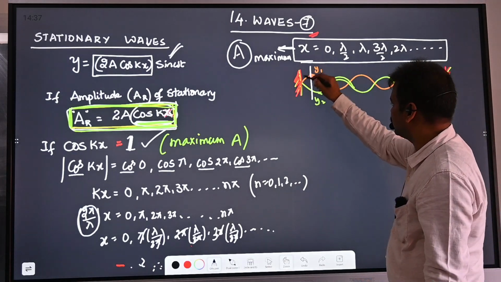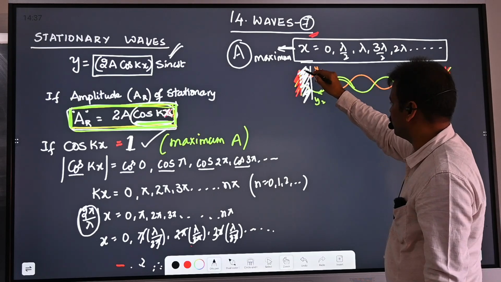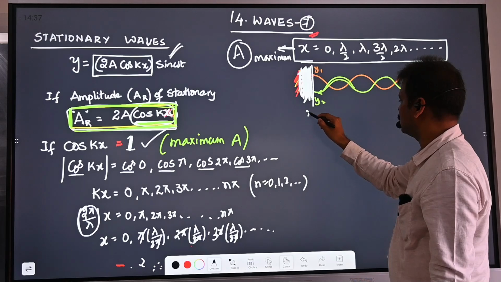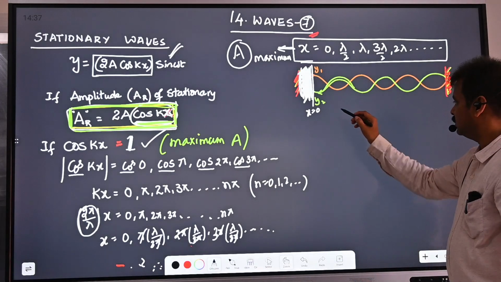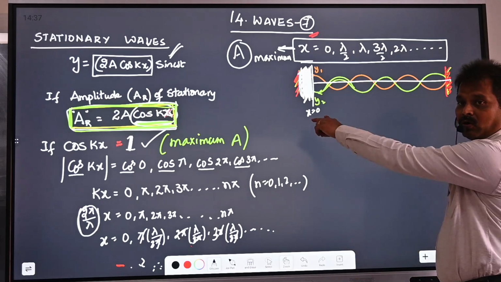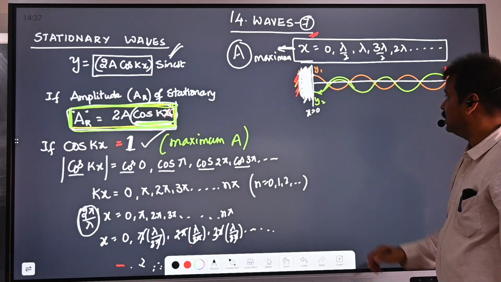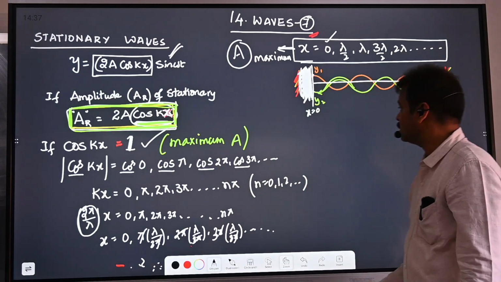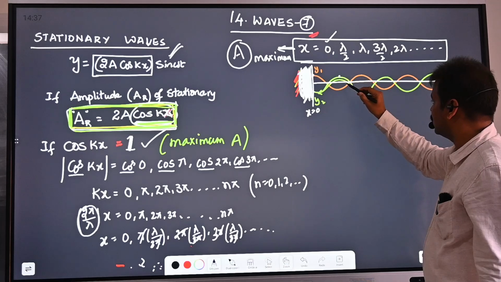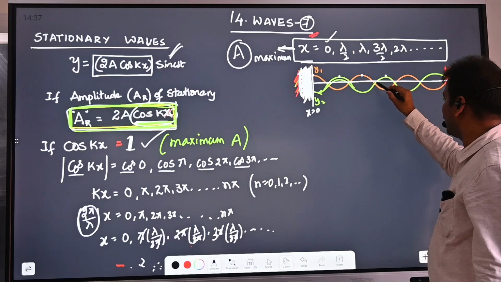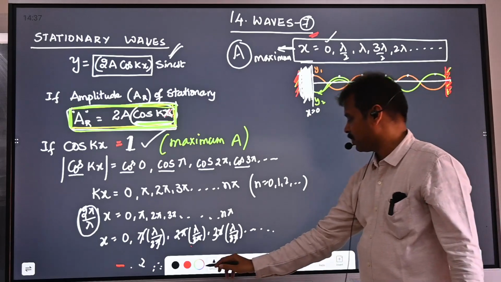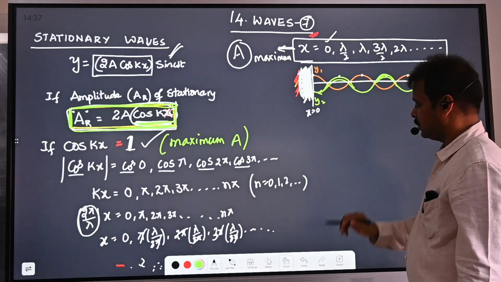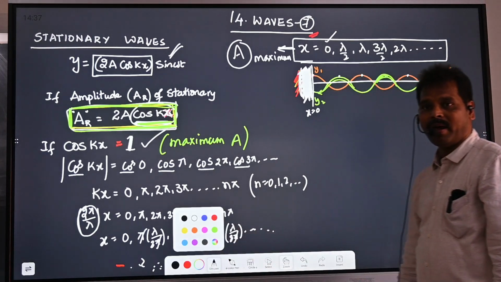For example, if we take this one here, let us say this is the waveform. This is a stationary wave. So here, can I take x equal to 0? This is the x-axis, x equal to 0. What happened here? Amplitude is maximum. Once again, this is amplitude maximum, this amplitude maximum, this amplitude maximum. Correct? So at these points the amplitudes are maximum.